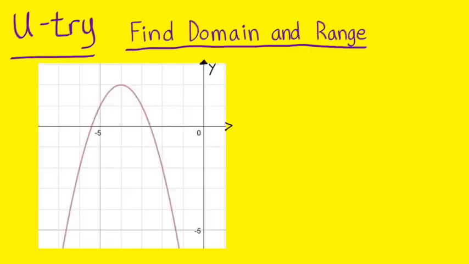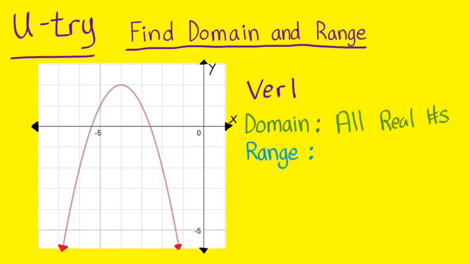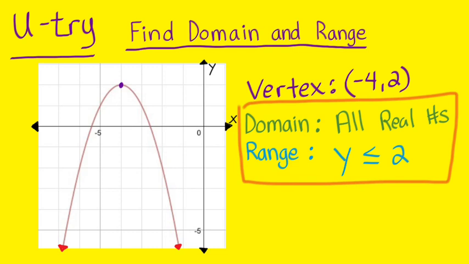Go ahead and try this one, see how you do. All right. Let's see, did you find that it's all real numbers for domain, that your vertex is -4, 2, and that the range can be equal to or less than 2?